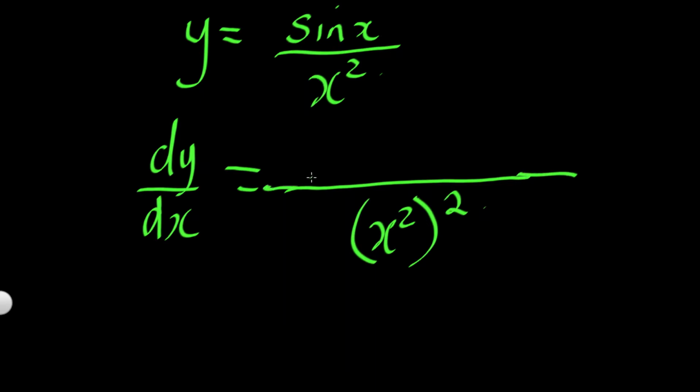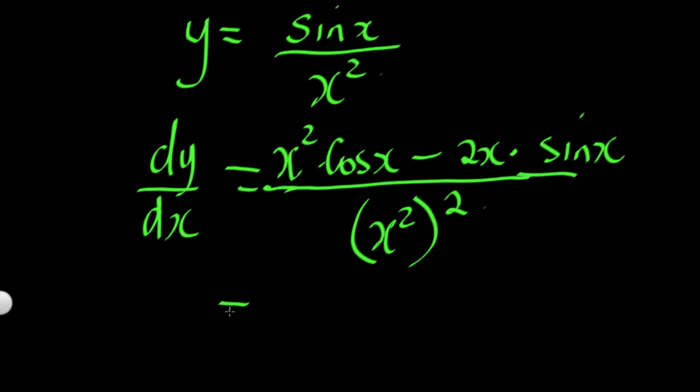Then in the numerator we start with the denominator, we write x squared. We are not going to differentiate it now. We multiply it by the derivative of our numerator, which is cos x. We subtract. Now we differentiate the denominator, which means we get 2x. We multiply it by sine x.